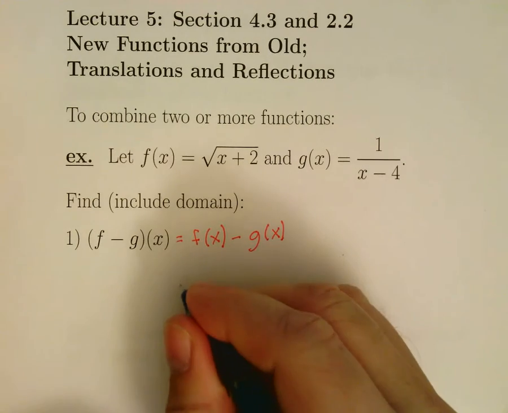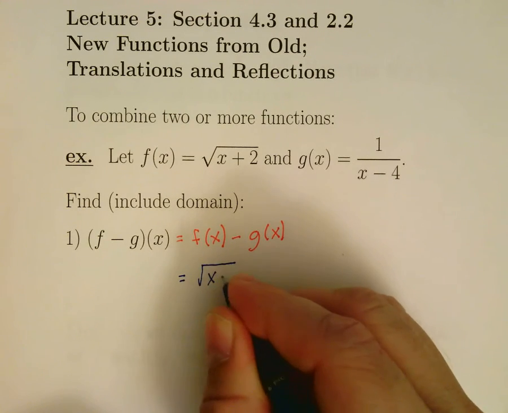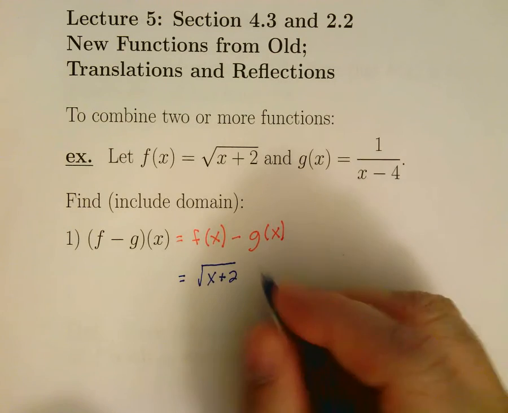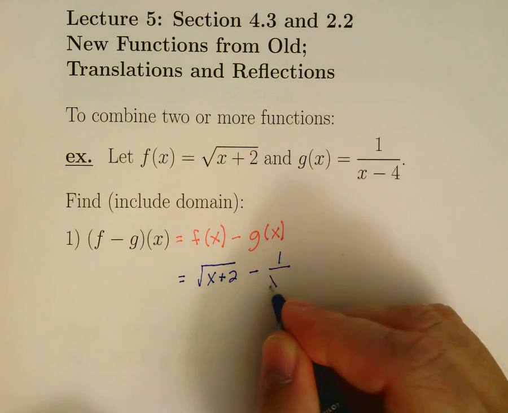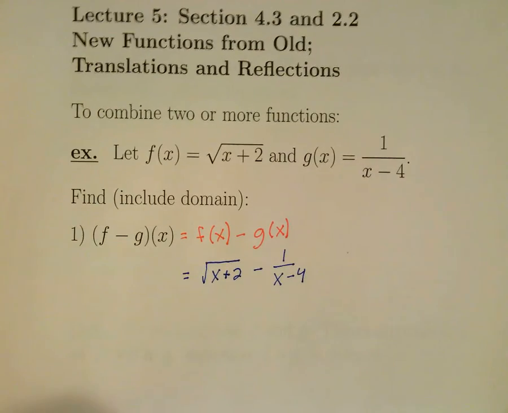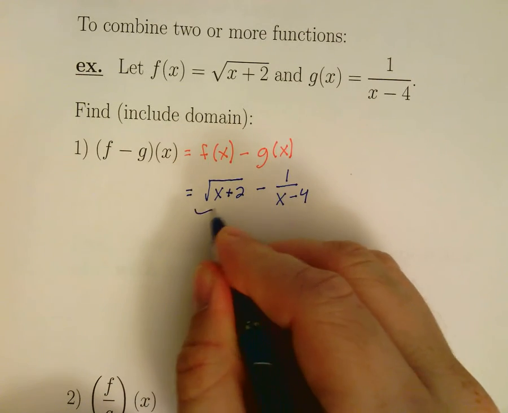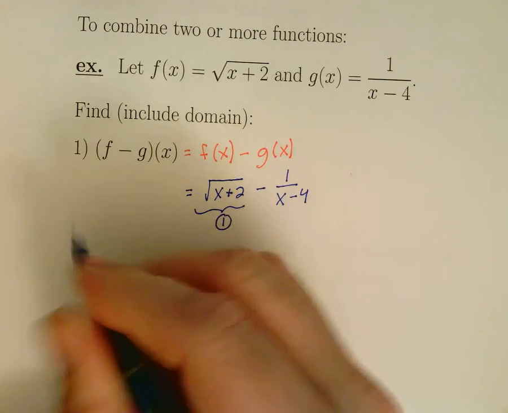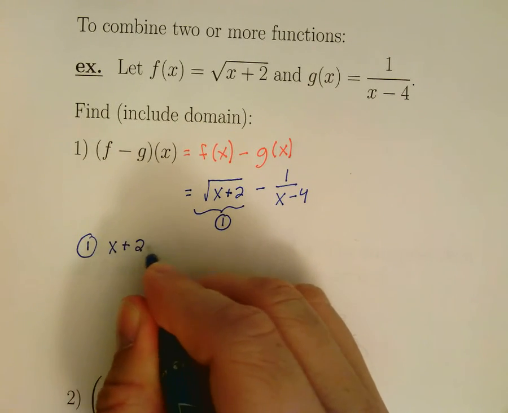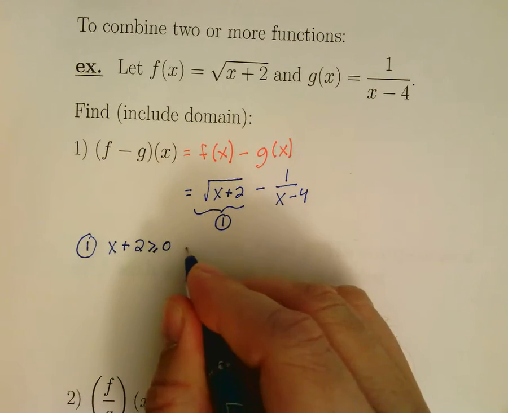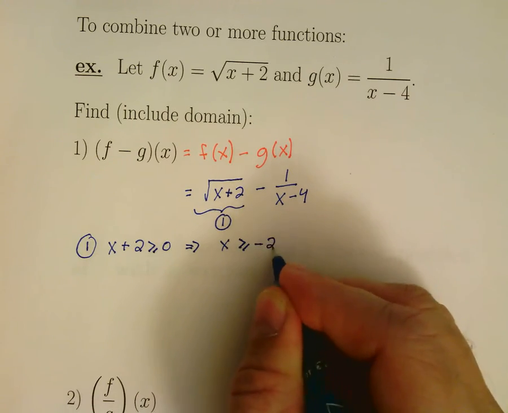Now if I rewrite that out, I know that f of x is equal to the square root of x plus 2, and g of x is going to be equal to 1 over x minus 4. So now I have a new function. Now to find the domain, I really have two things to consider. I have to consider both functions. So for the first part here, I need x plus 2 to be greater than or equal to 0. In this case, that means that x has to be greater than or equal to negative 2.